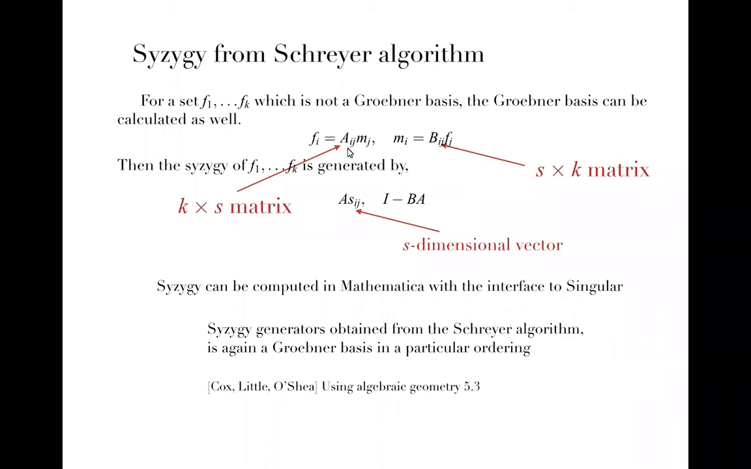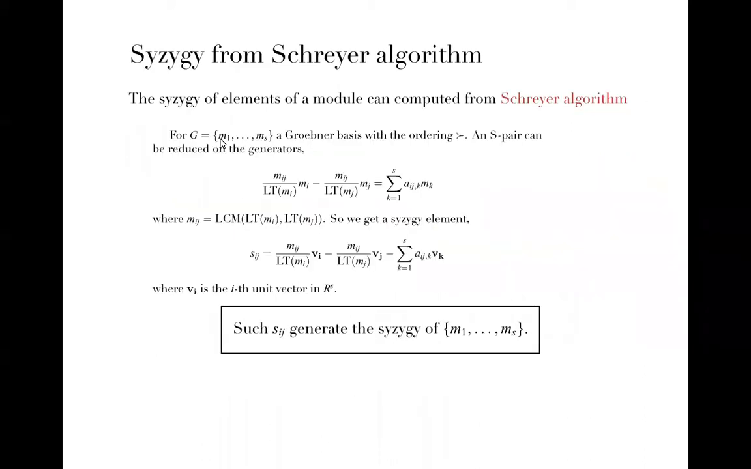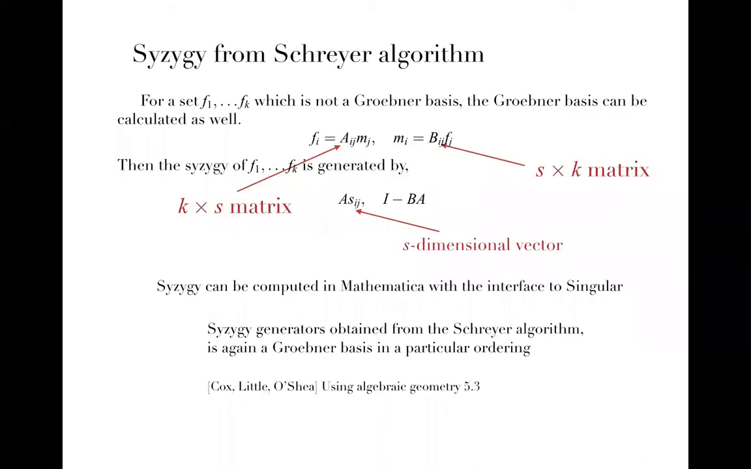So again, this A itself is a matrix. K is the number of F, and S is the number of the group of basis entries. So this is a K times S matrix, and that is an S times K matrix. But the thing is, all these matrices contain only polynomial entries. You should not use any kind of fraction in this A and B here, because we are working with algebraic geometry, so it's not linear algebra.